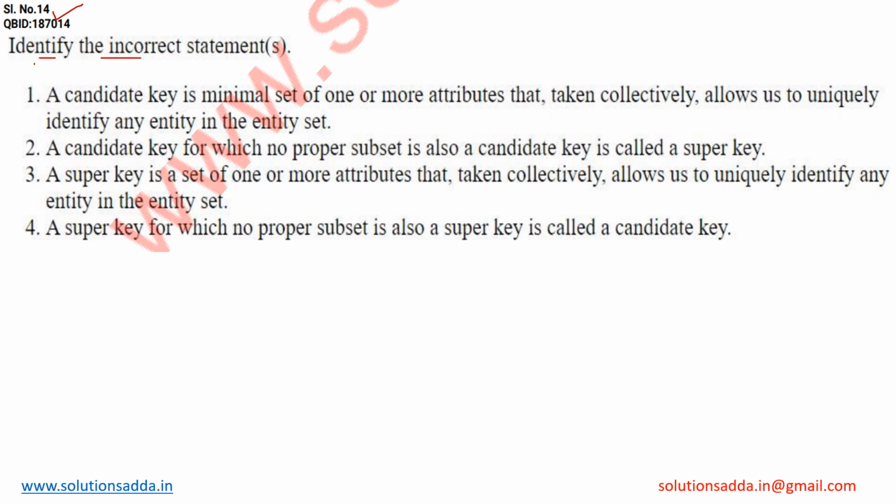Option number 1 says a candidate key is minimal set of one or more attributes that taken collectively allows us to uniquely identify any entity in the entity set. By observing the options, you may observe that they were talking about the candidate key, super key, entity and entity set. You need to identify which one is what.